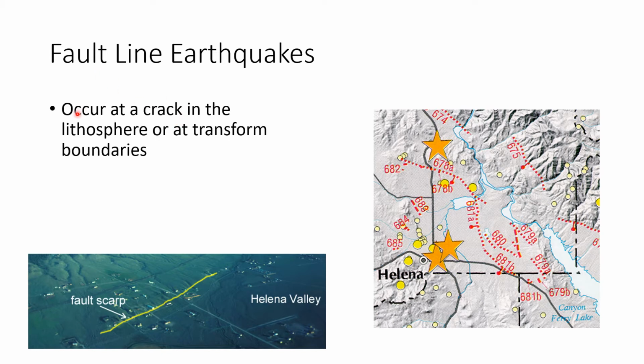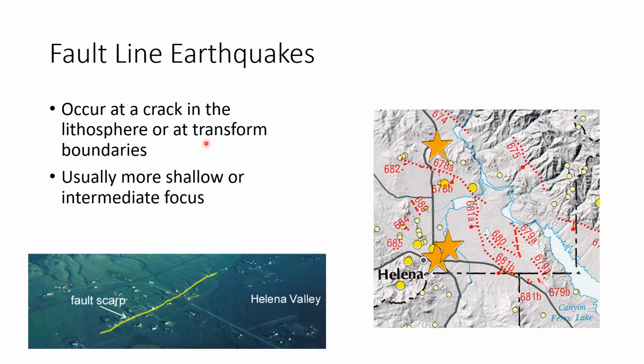The other places where earthquakes like to occur are at fault lines. So fault lines are just cracks in the lithosphere. If a fault line is really, really big, traveling through a whole entire plate, it can be called a transform plate boundary. So these fault line earthquakes typically are more shallow or intermediate focus because the faults don't usually run all the way through the plate like they do at transform plate boundaries. This is what causes the earthquakes that we get in Helena.